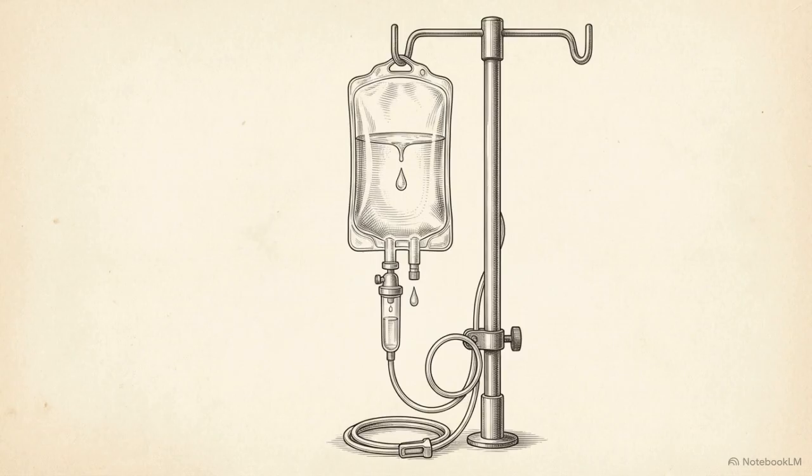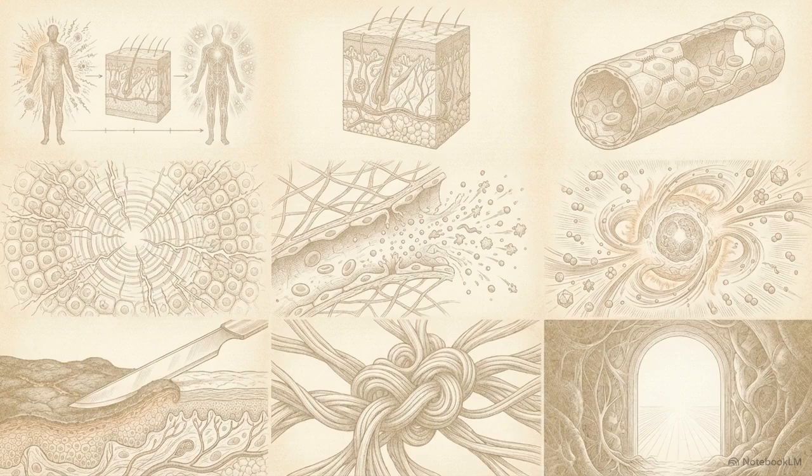The absolute clinical priority during phase 1 is massive, immediate intravenous fluid resuscitation. The goal is to artificially maintain organ perfusion by constantly replacing the plasma while the capillaries continue to leak.